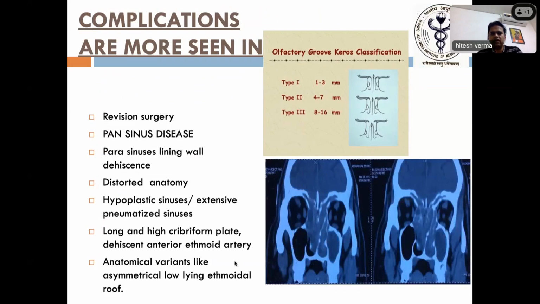So complications are more seen in cases of revision surgery, then in severe sinus disease, when the paranasal sinus lining is destroyed by the disease. Like in this picture, we can see the lamina is very much thinned out. Then distorted anatomy, hypoplastic or extensively pneumatized sinuses, and a long and high cribriform plate. Here, this is the Keros classification: when the depth is more, the risk of skull base injury is more. And the presence of an intra-ethmoid artery within the nose and paranasal sinuses, or asymmetry between the heights of the two sides. Like in this photograph, we can see the right side skull base is much higher than the left side of the skull base.